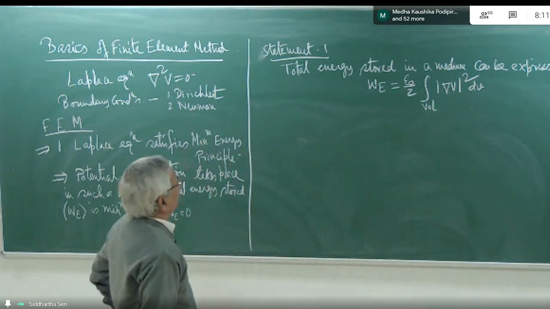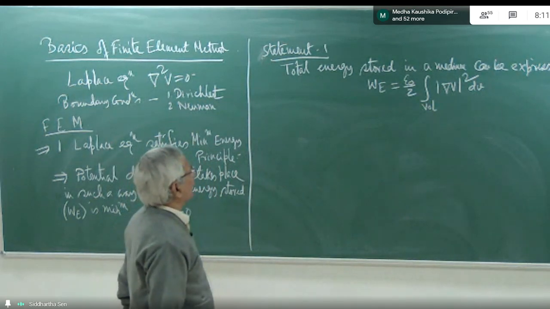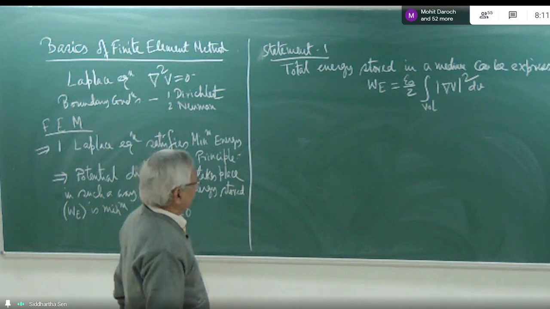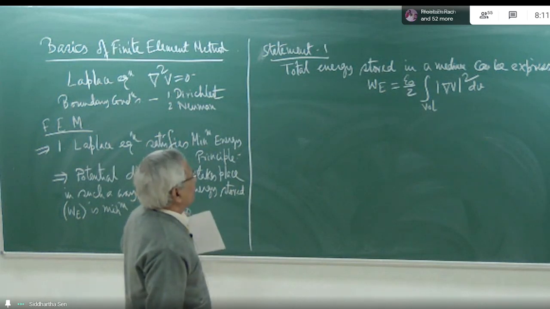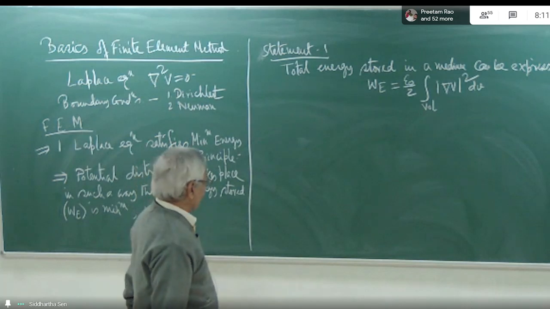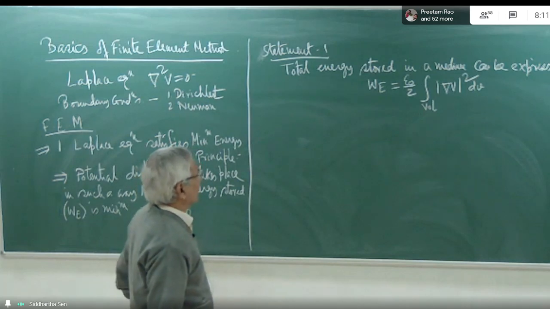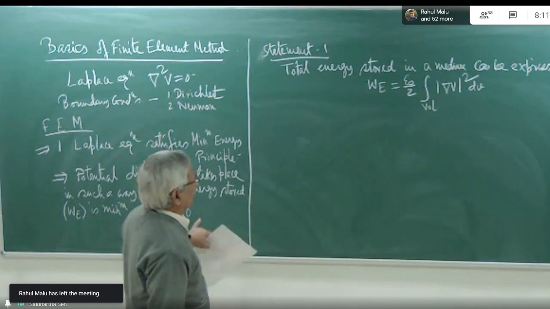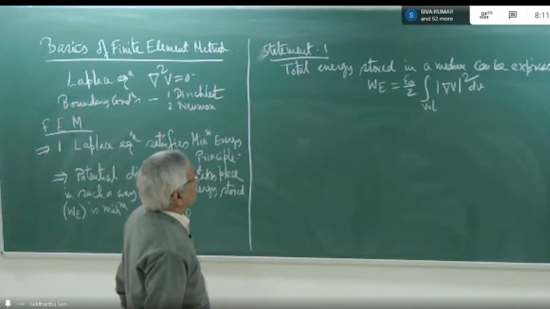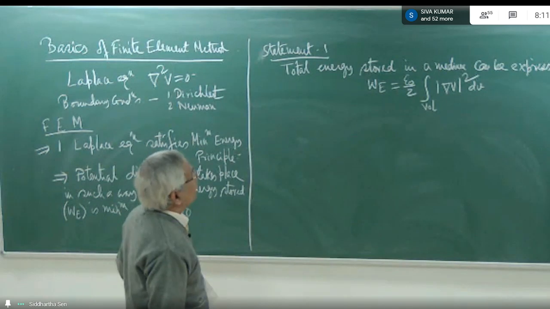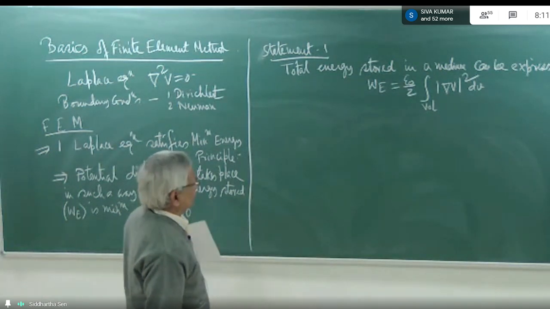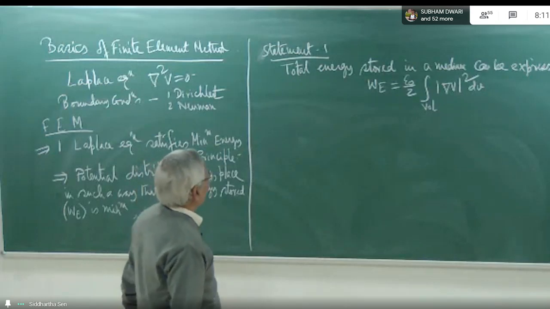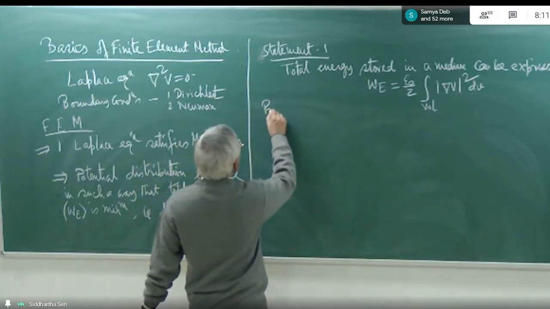This is the first statement I just say, that total energy stored in a medium can be expressed as WE. Then this is the first thing we will try to develop in terms of our nabla V, that means the potential and its gradient, and then we will try to establish that the Laplace equation satisfies the minimum energy. So for that one proof we will give it.